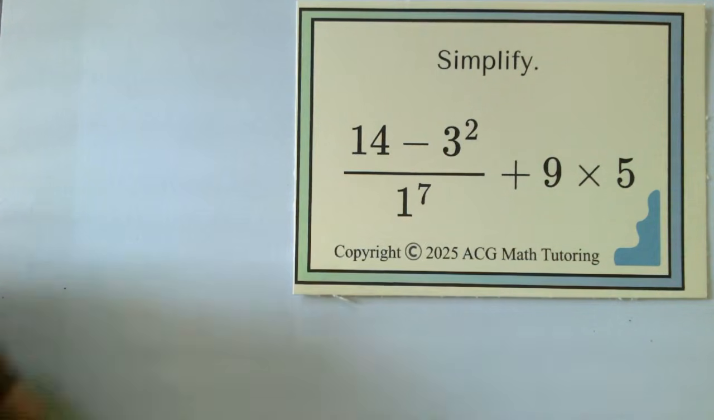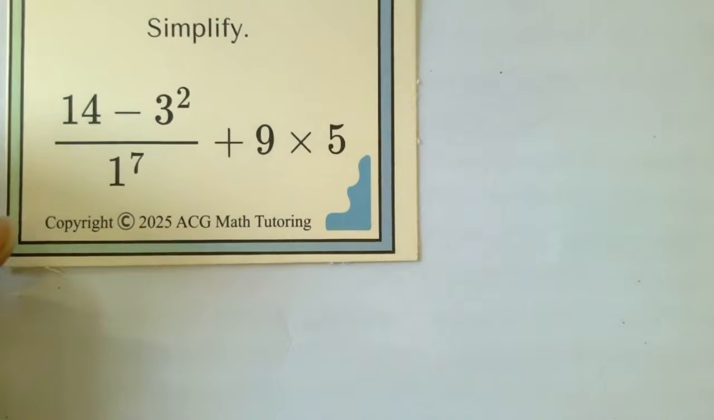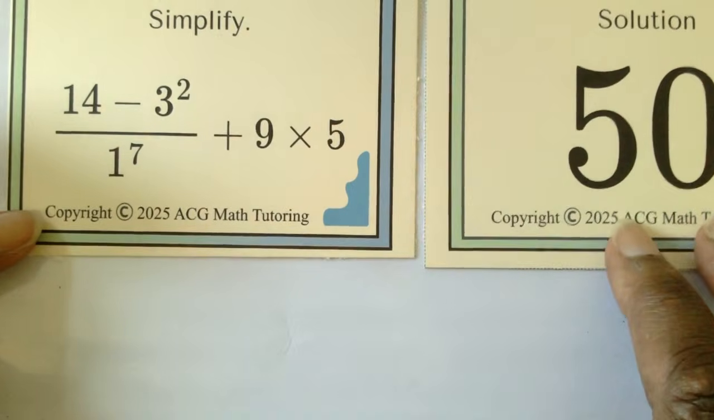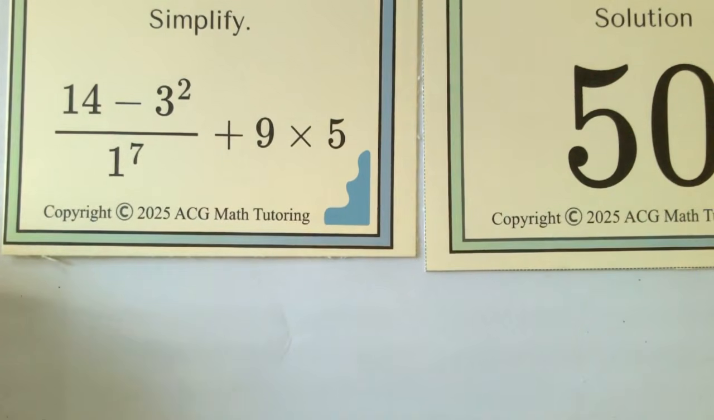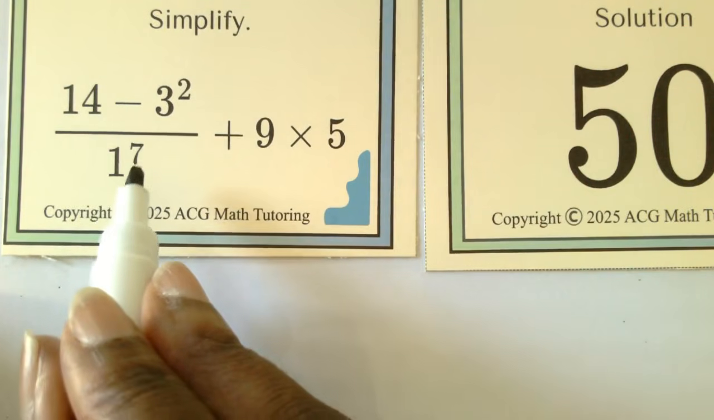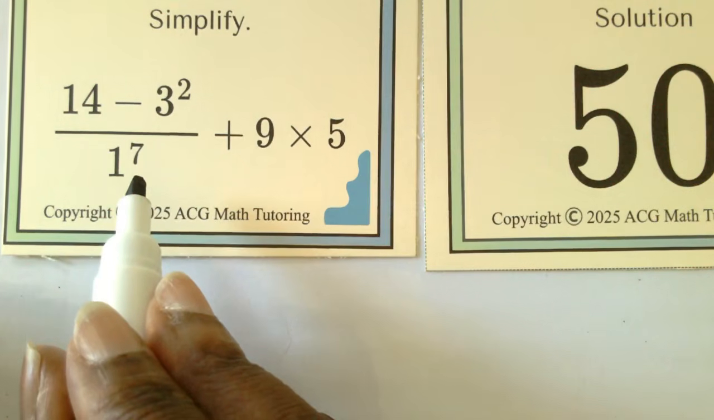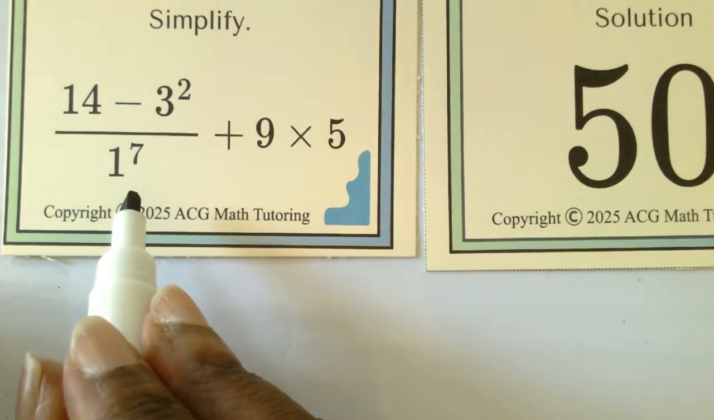Alright, so we are looking at an answer of 50. So let's take a look. You have your 14 minus 3 squared, 3 squared gives us our 9, right? So when you have your 14 minus 9, that will give you your 5. This is the part that throws a lot of people off. I don't know why, but it's perfectly fine. Let's adjust our thinking now.